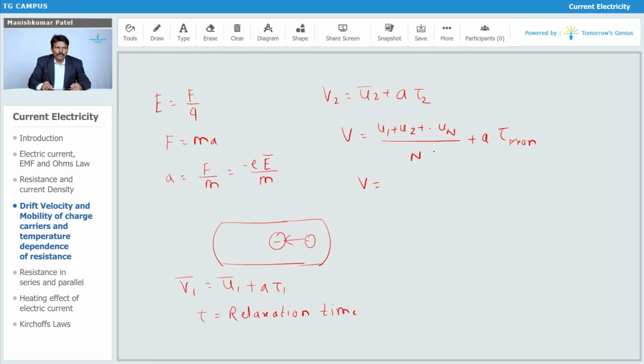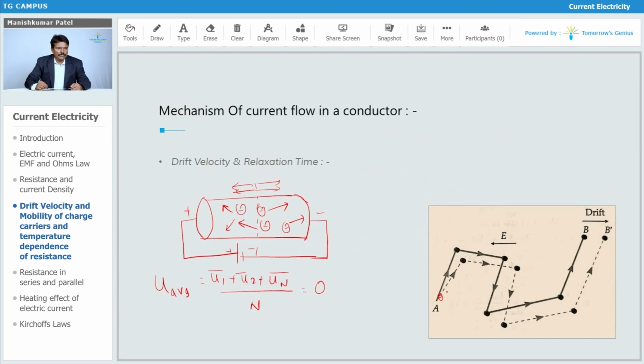So this is 0, and this a is nothing but minus e upon m, and this is the tau. This velocity we are going to call the drift velocity. You can see that from this diagram also. When an electric field is applied across it, it gets drifted from b to b dash. This is its original path, the one I have shown by that dotted line.